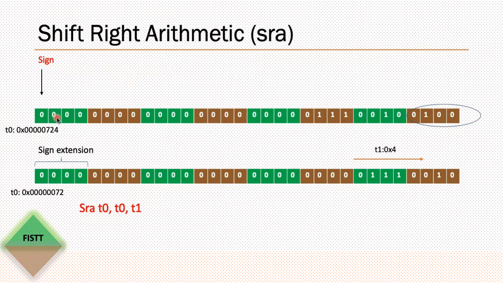These 4 zeros come here, and there are 4 zeros introduced in the most significant bit positions, but this is not always 0 filled. This should be the sign extension. What that means is, if the most significant bit is 1, these are all going to be filled with 1s, and if the most significant bit is 0, these are all going to be filled with zeros. The syntax is SRA, and the destination register, operand 1 and operand 2 registers.